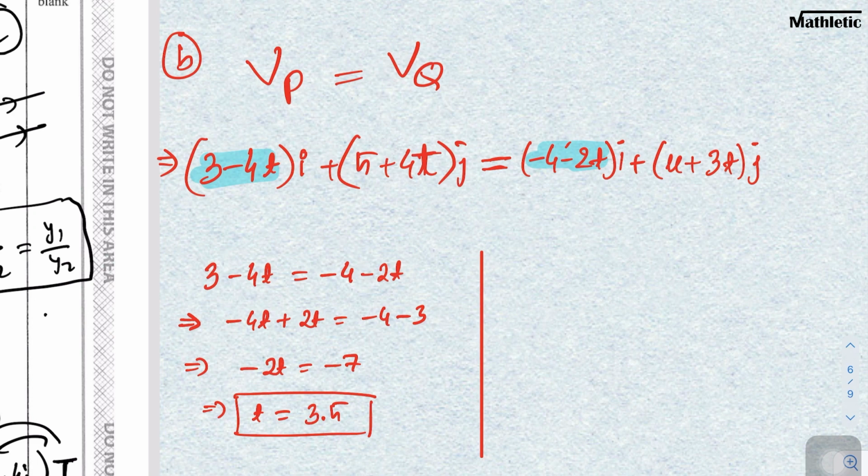Next, we need to compare the coefficients of j. And we can actually substitute the value for t. After simplifying, we will just substitute the value for t.